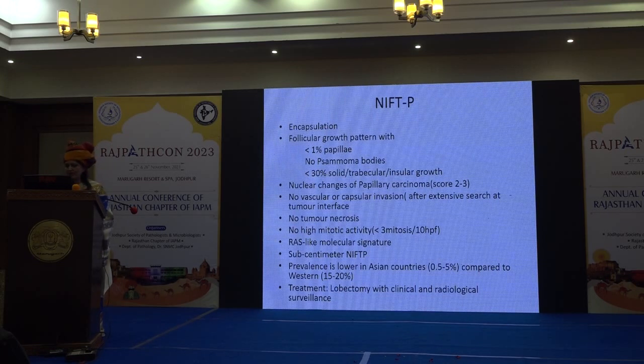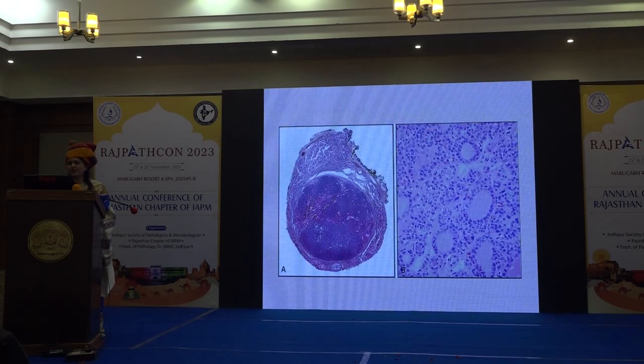So you have to remember that, and that is the reason these entities are classified in a different group. Only lobectomy suffices. So this is a well circumscribed, solitary nodule. It looks like an adenoma, but microscopically there is a follicular pattern, and you do see the nuclear features of papillary carcinoma, but there is no invasion. So it is a NIFTP.